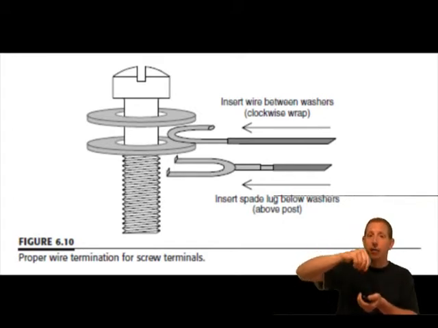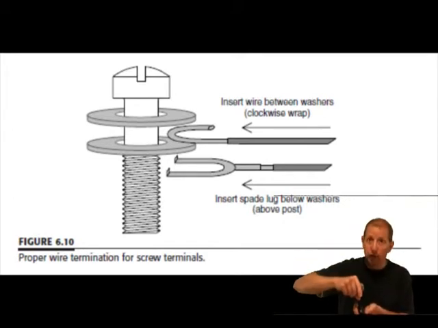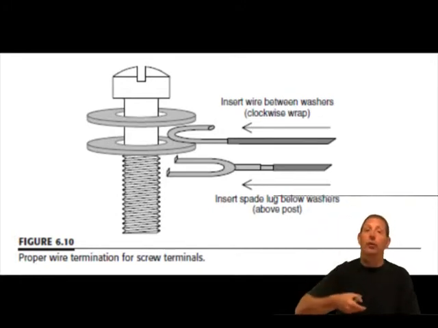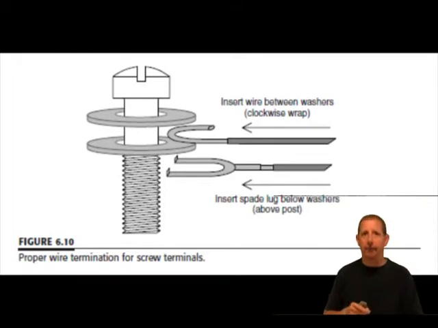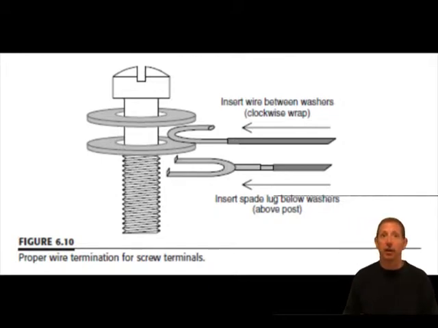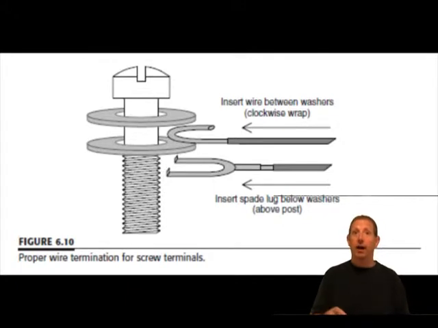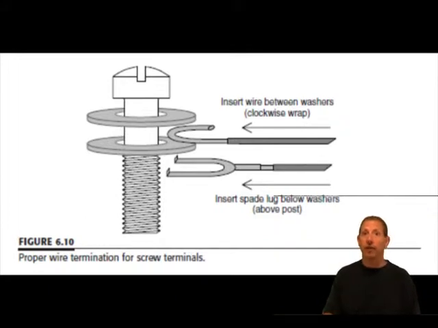Whereas if we went counterclockwise when we're tightening our screw, turning the nut down in a clockwise direction, it would cause the wire to unwrap. That is the main reason for that. No insulation should be between the washers, and the wire should not wrap back across itself, to avoid breaking the wire when the screw is tightened. Some installers strip an inch or more and then wrap the wire around the screw with no overlap. The excess wire should be trimmed after the screw is tightened.